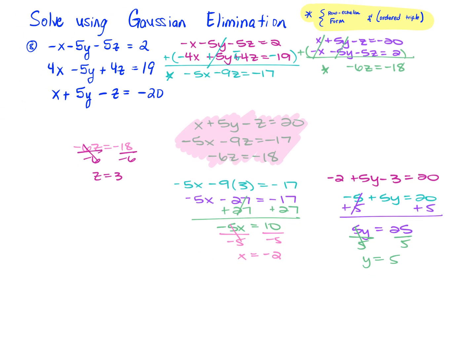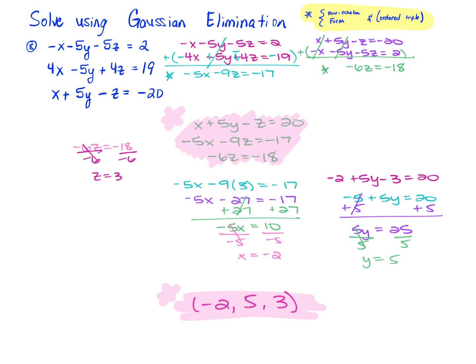So remember, with these, you're also giving the ordered triple. So you're looking for x, comma y, comma z. So that's negative 2, comma 5, comma 3. So two things that are important here, which are both the parts that are highlighted.